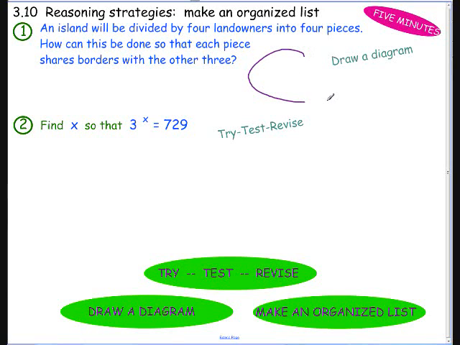So I've got an island, and I want to cut it up into 4 pieces. Let's think about how I might do this. So if I simply do this, each one shares with the other 2, so that doesn't work because this one is not sharing with that one.